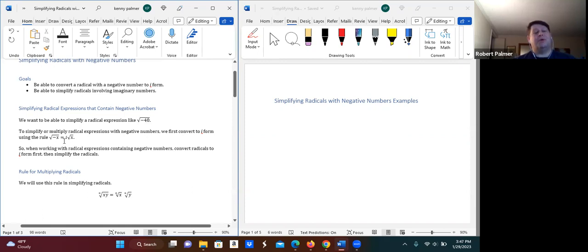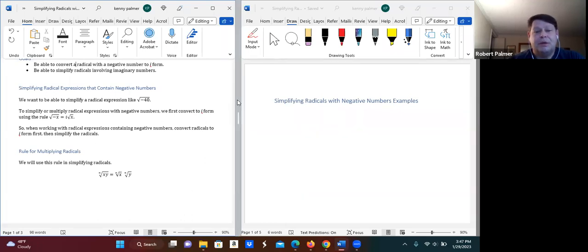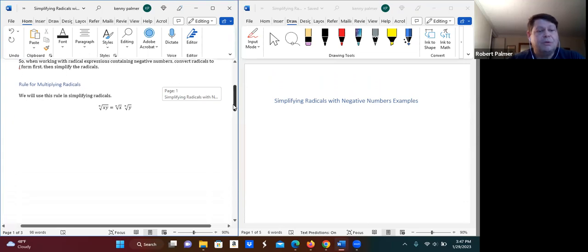And if you've seen a previous video on the basics of complex numbers, hope you remember this property. You have the square root of any negative number x on a radical sign that becomes I times the square root of x. That's the very first thing we want to do, put it in that form. Once we have it in that form, we simply use the rules of simplifying radicals to help us out. So working with radical expressions containing negative numbers, convert radicals to I form first and simplify the radicals. Then also, we use this rule.